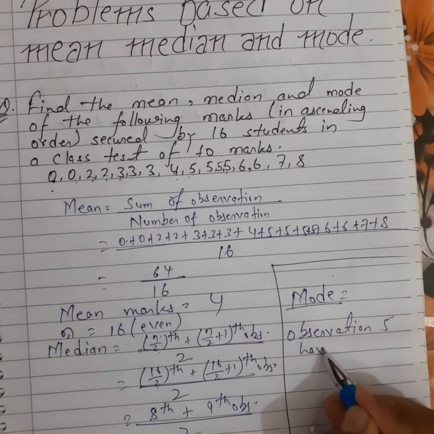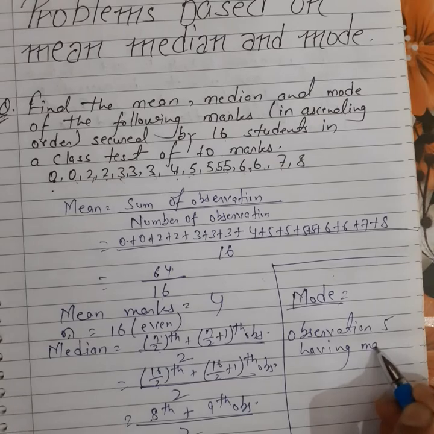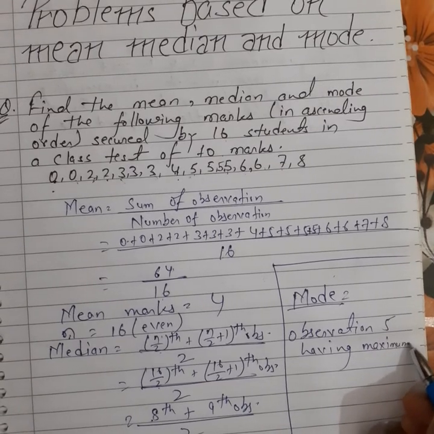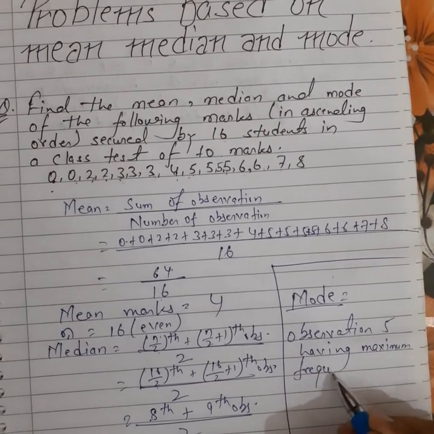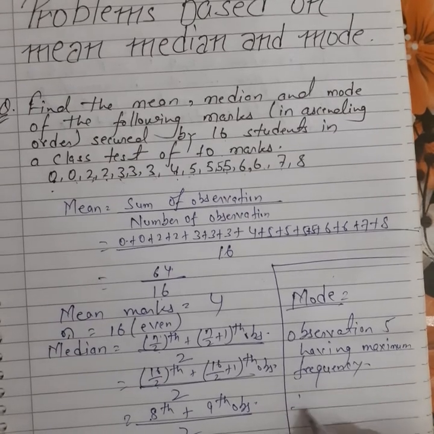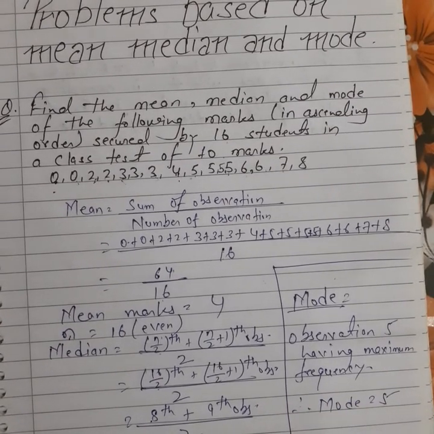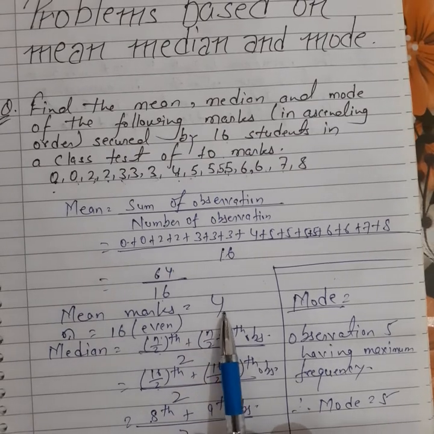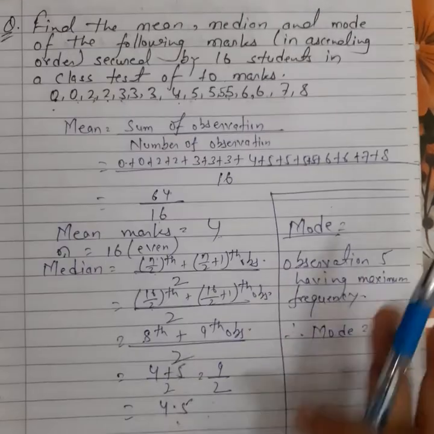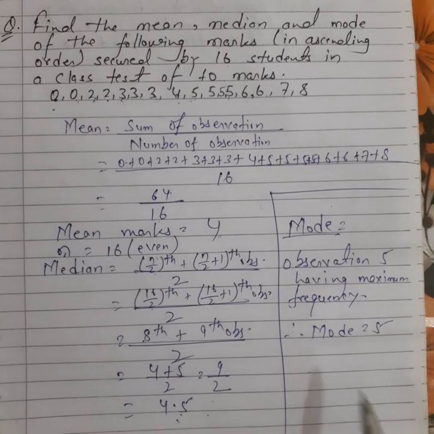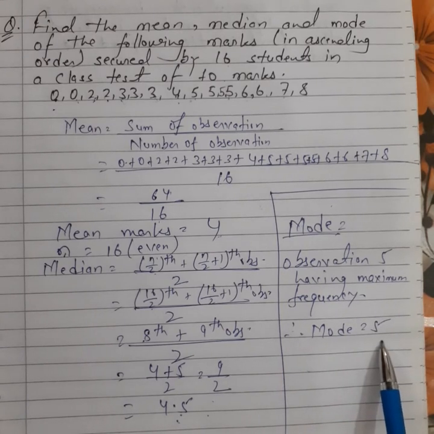5 has maximum frequency, therefore mode is equal to 5. It means what we get? We get mean marks is equal to 4, median is equal to 4.5 and mode is equal to 5.